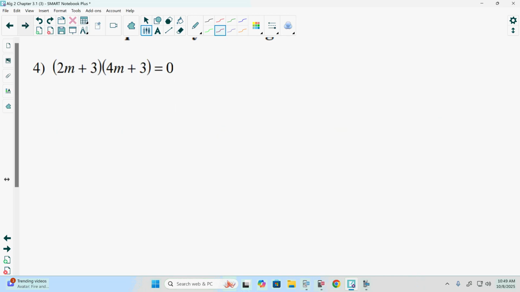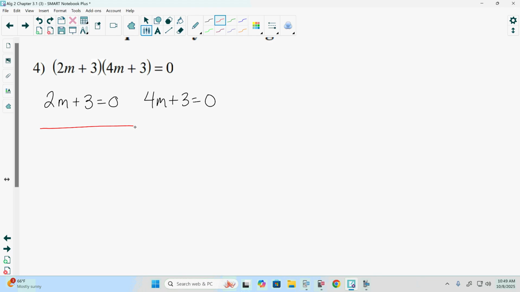So if we look at this one here, 2m plus 3 times 4m plus 3 equals 0. I do have two things multiplied together to equal 0, so one of them has to be 0. That's telling us that either 2m plus 3 is 0, or 4m plus 3 is equal to 0. According to the zero product property, if we multiply two things together and they equal 0, one of them has to be 0. Now we just need to solve for m.